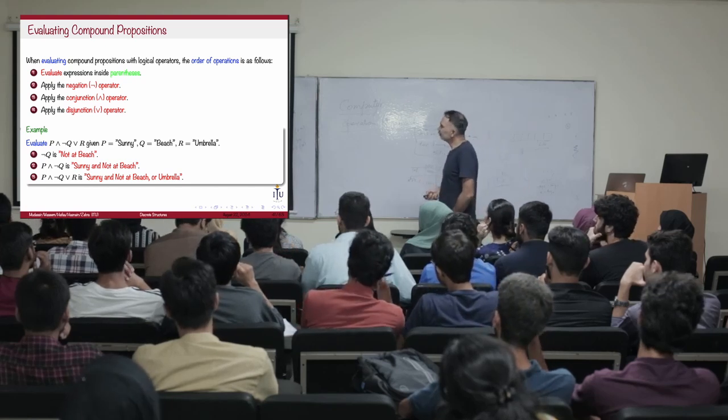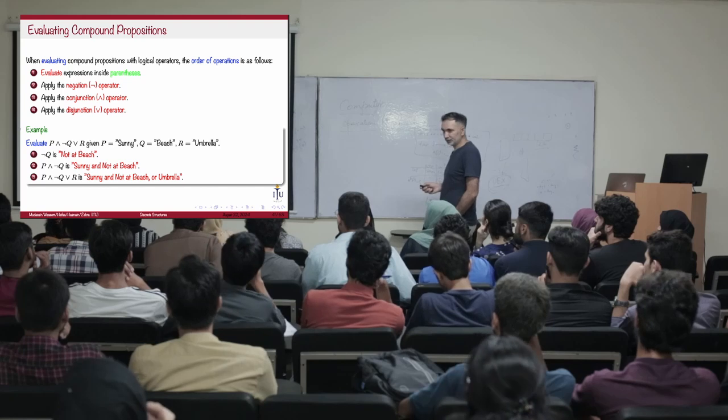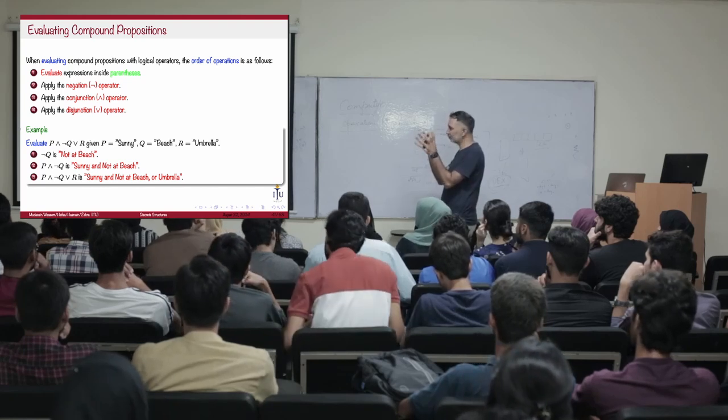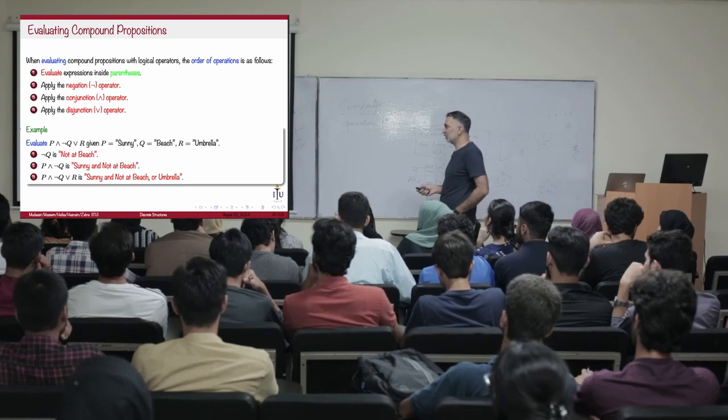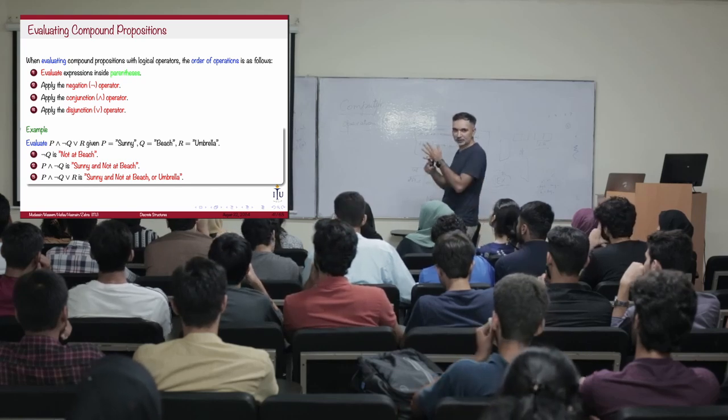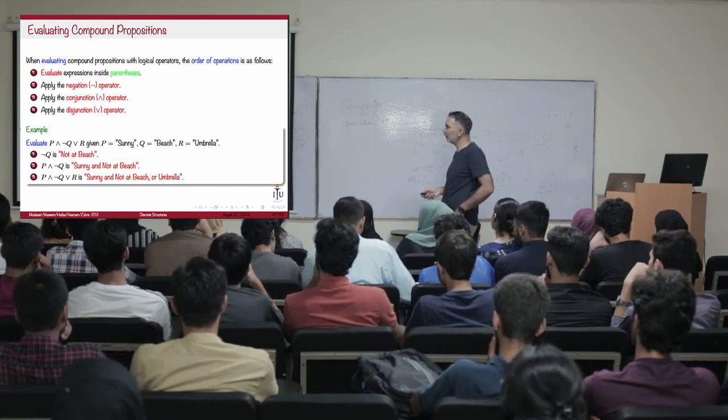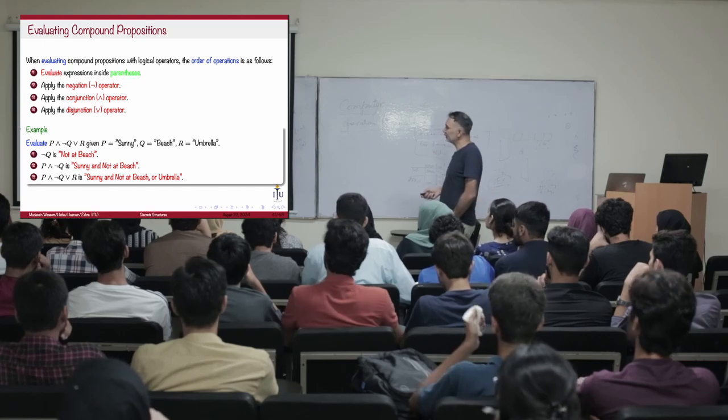So what we usually do is evaluate the parentheses first. Okay, so we have things in the parentheses, we evaluate them first. After that, we evaluate negations, then conjunctions, then disjunctions. Okay, so parentheses, negation, conjunction, disjunction. All right, let's see an example.